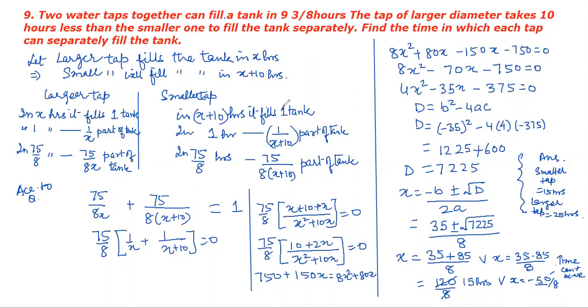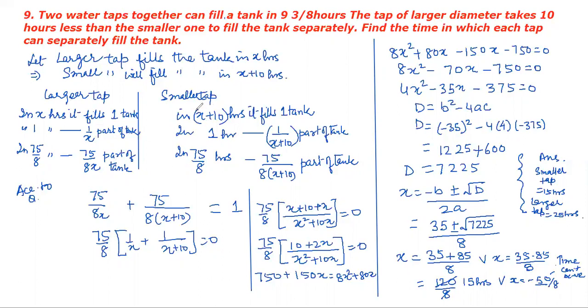Both worked. So how much tank is filled by the larger tap? If it is filling 1 by x part of the tank in 1 hour, then in 75 by 8 hours, it will fill 75 by 8 into the work done in 1 hour. So this is 75 upon 8x part of the tank that will be filled by the larger tap.